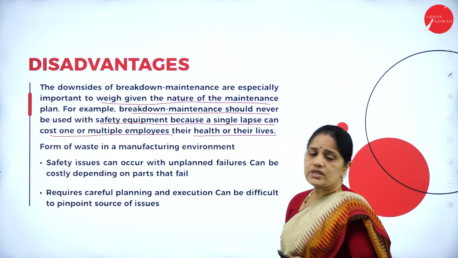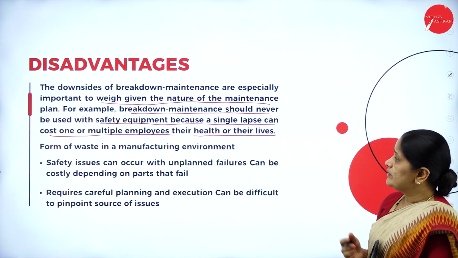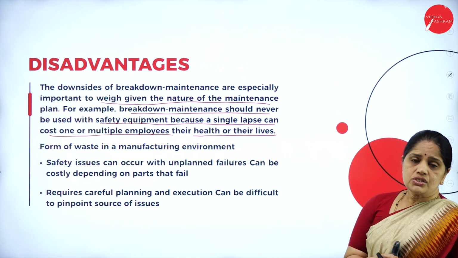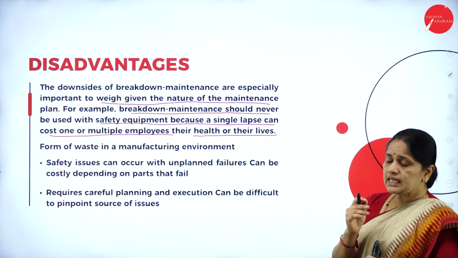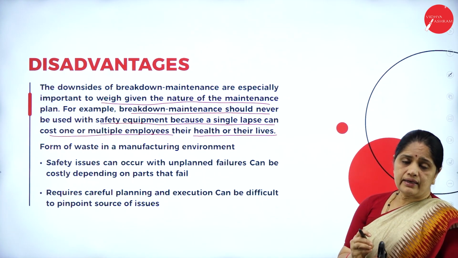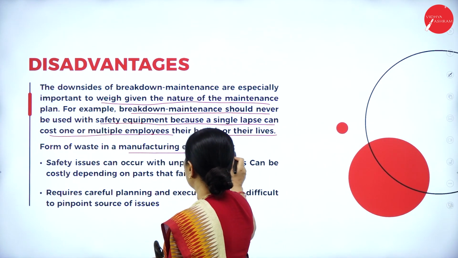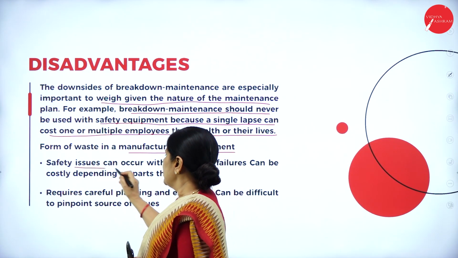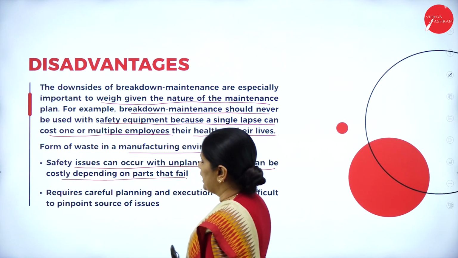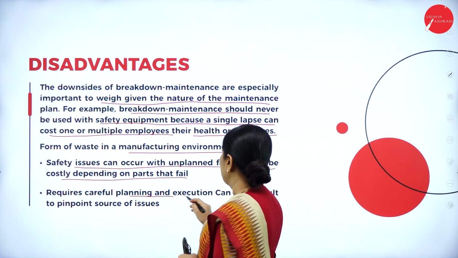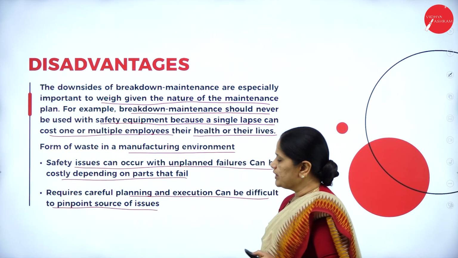health or their lives. So, it is essential to take extra care when we are having this breakdown maintenance. We should not use it with safety equipment, because a single lapse may cause the death of employees also. It is a form of waste management in a manufacturing environment. Safety issues can occur with unplanned failures, which can be costly depending on the parts that fail. It requires careful planning and execution and can be difficult to pinpoint the source of issues.